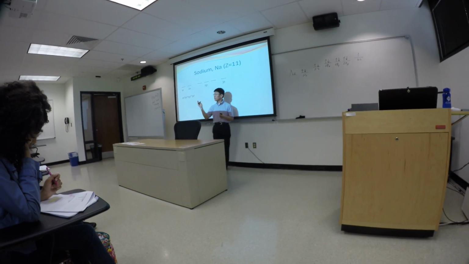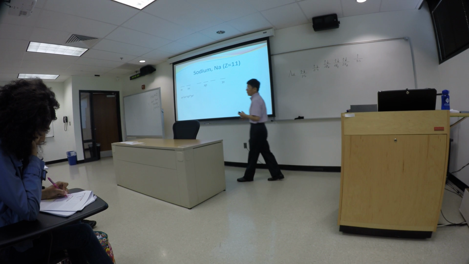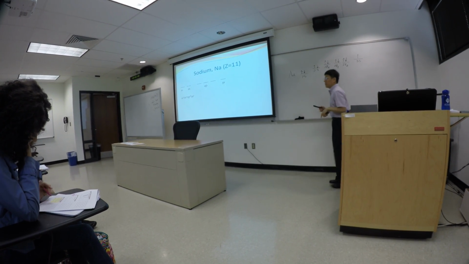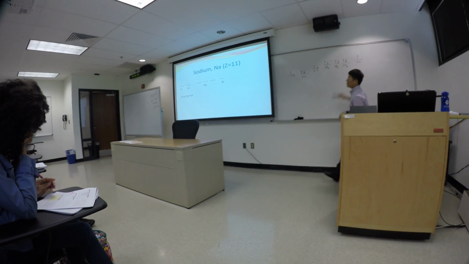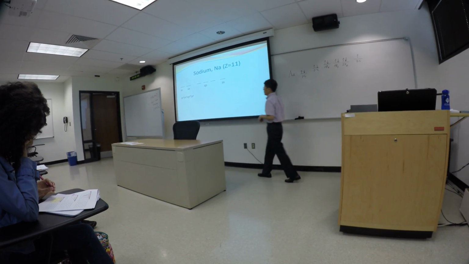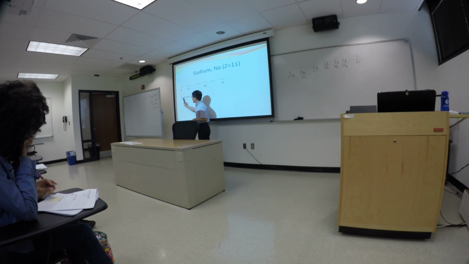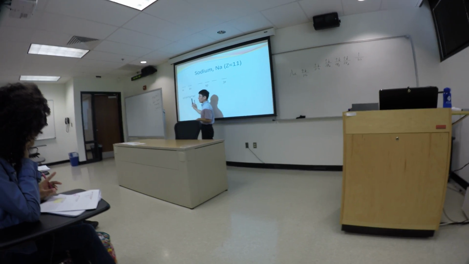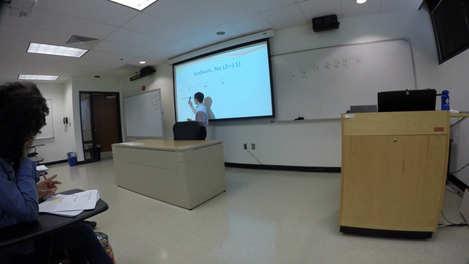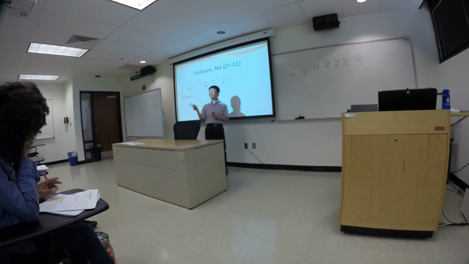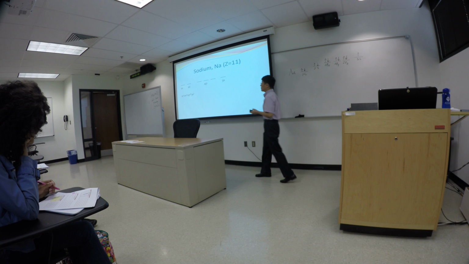2s orbital, 2 electrons. 2p orbital, total of 6 electrons. 3s orbital, 1 electron. Okay, so this is what we call the spectroscopic notation. 1, 2, 3, that's the n number. The superscripts 2, 2, 6, 1 are the number of electrons on each sublevel.